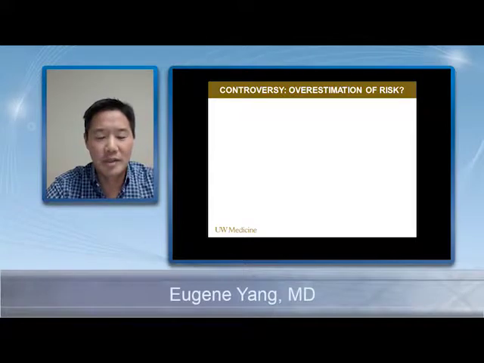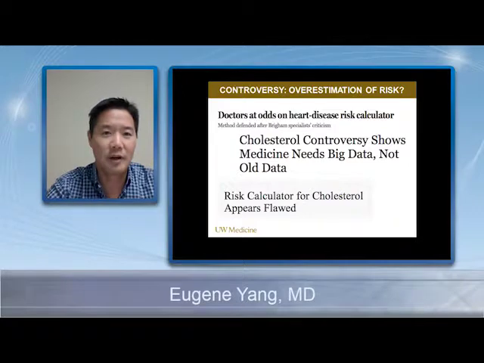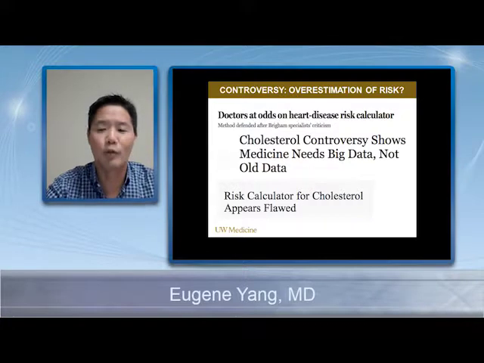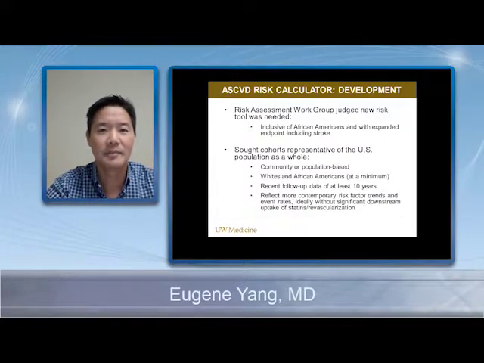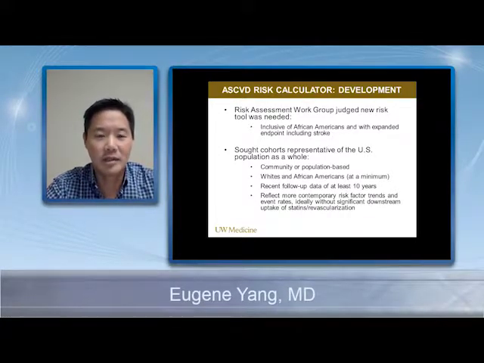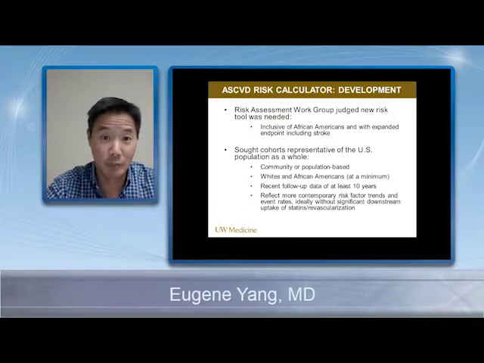So one of the controversies that arose from the risk calculator that was created 4 years ago was whether there was an overestimation of cardiovascular risk. And you can see here that a fair number of articles came out with concerns about the risk calculator overestimating cardiovascular events. So let's look a little bit at the cardiovascular risk calculator, and as you can see there were a few issues that arose specifically around the cohorts of patients that were used to create this risk calculator model. And one was that there needed to be inclusion of African Americans.